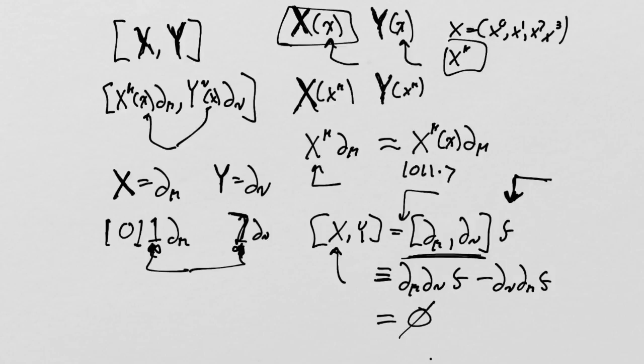The problem is when x and y are actually vector fields that are functions on the space-time. When that happens, this no longer commutes, and you can no longer write this as 0. So what happens in that case?